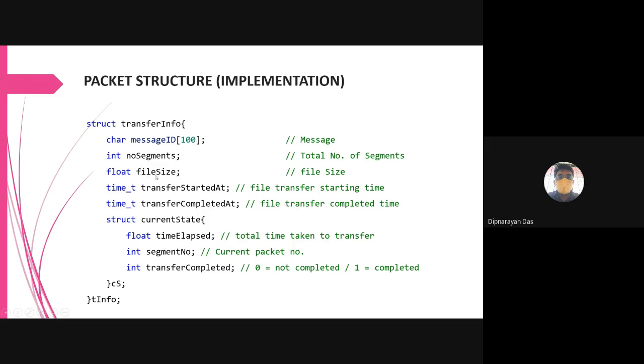What is the file size? That is 1,000 bytes. Transfer started at: here you can see this is the time function, the time type of data. It records when the transfer started at the client side.